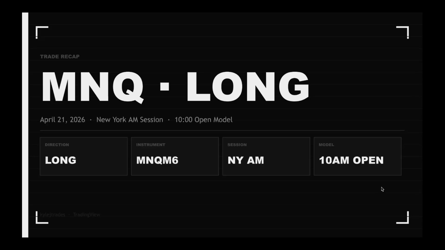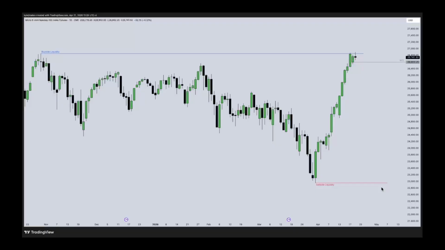So, like I said, took a long this morning. Really wanted to focus on as close to 10 a.m. as possible, just because I've been noticing that price action does clean up a bit around that 10 a.m. time. So I wanted to allow some liquidity to be built before executing.